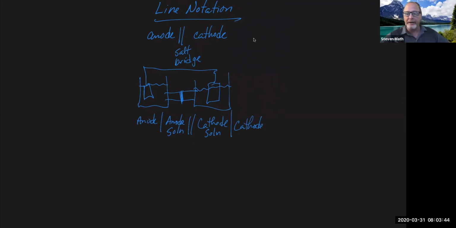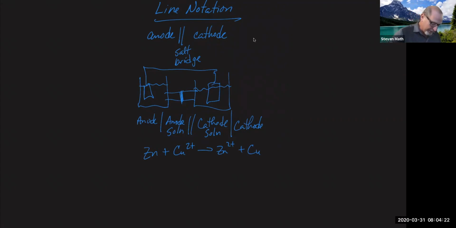The double line designates that you have a salt bridge or a separation of anode and cathode. The single line represents a change in phase or a change in state of matter. So if we take our Daniell cell, it was basically Zn plus Cu2+ goes to Zn2+ plus Cu. And we want to write this in line notation.